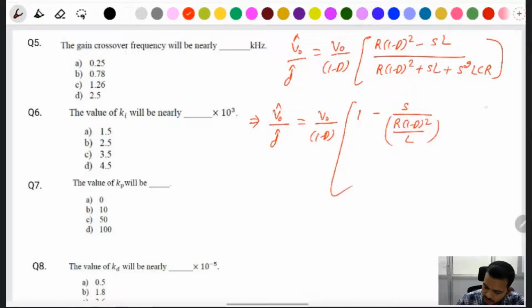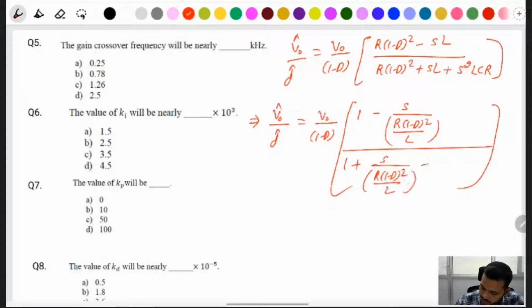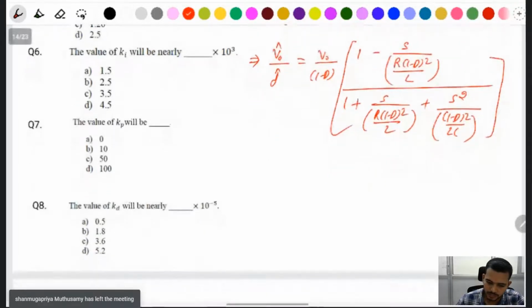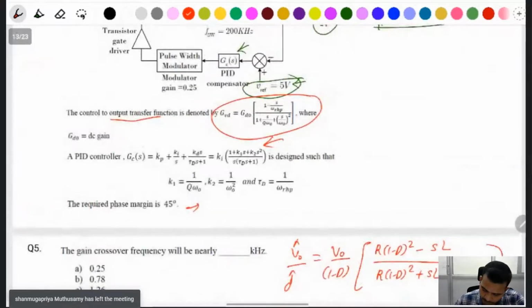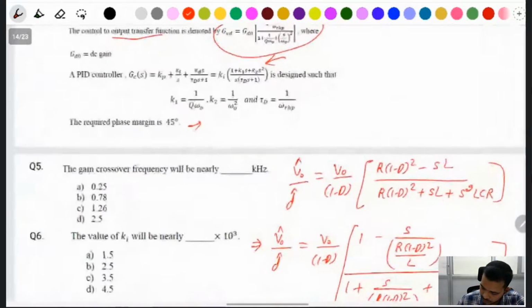You take R(1 minus D) common, then find sL divided by R(1 minus D) square. I take L in the denominator here: 1 plus s R(1 minus D) square divided by L, plus s square, R cancels out, (1 minus D) square divided by LC. It is written like that.